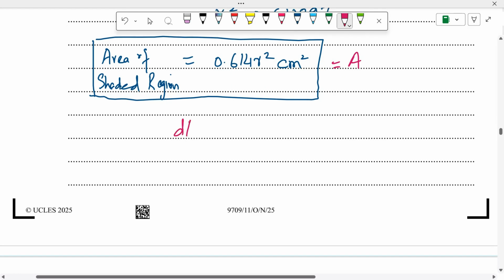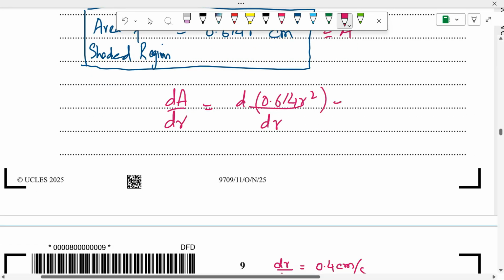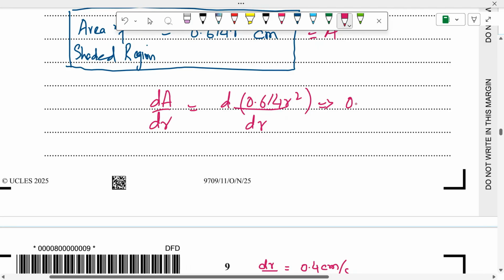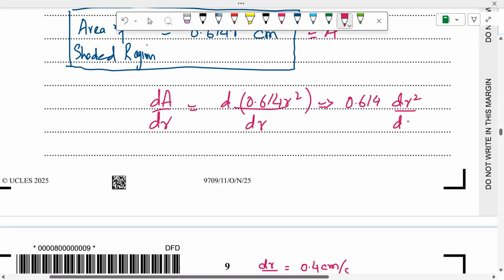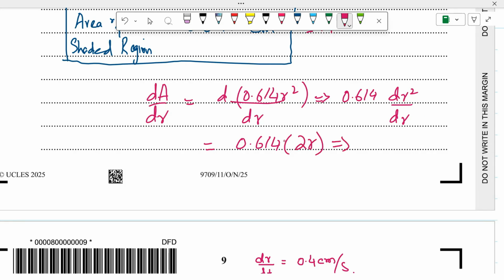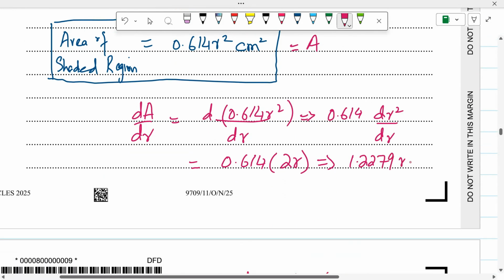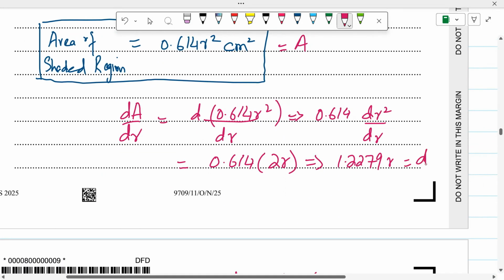So first we find dA with respect to r, which is equal to derivative of 0.614 r square with respect to r. We know that the constant is a multiple, so it will be 0.614 and derivative of r square with respect to r. And we know that derivative of r square with respect to r is 2r. So 0.614 times 2r. Further solving, we will have 1.2279 r. So this one is equal to derivative of shaded region with respect to radius.